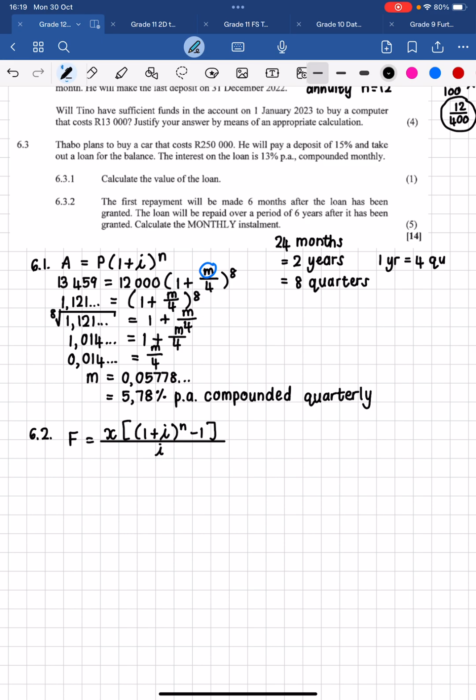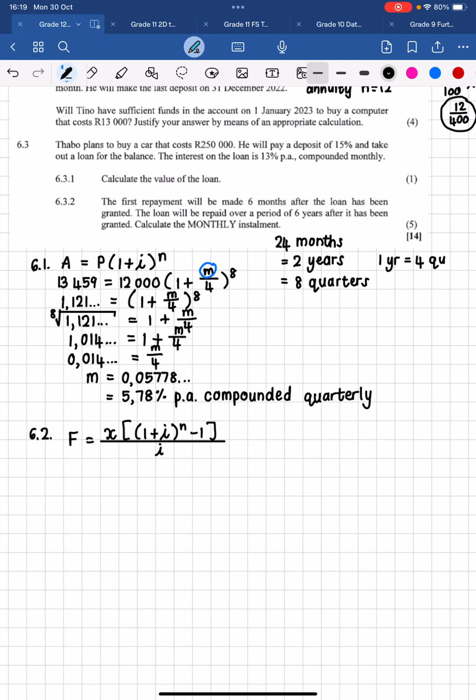So someone here is saying they're getting 0,056. You probably rounded off in between. All right, so just make sure that you are not rounding off at all. You're keeping the full answer in your calculator always, and then only at the end must you round.